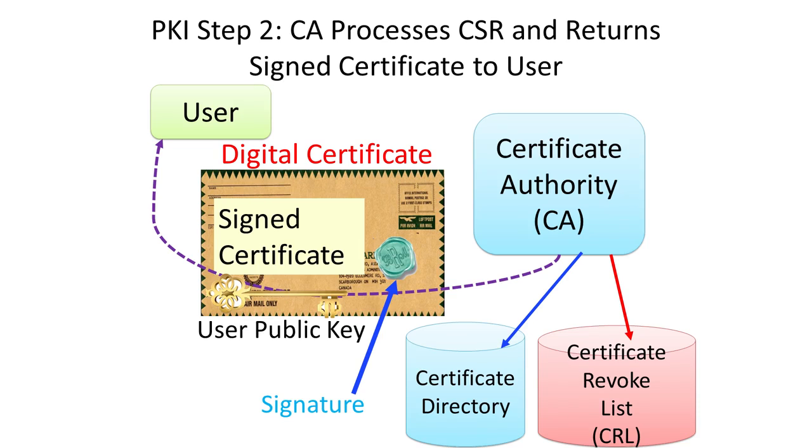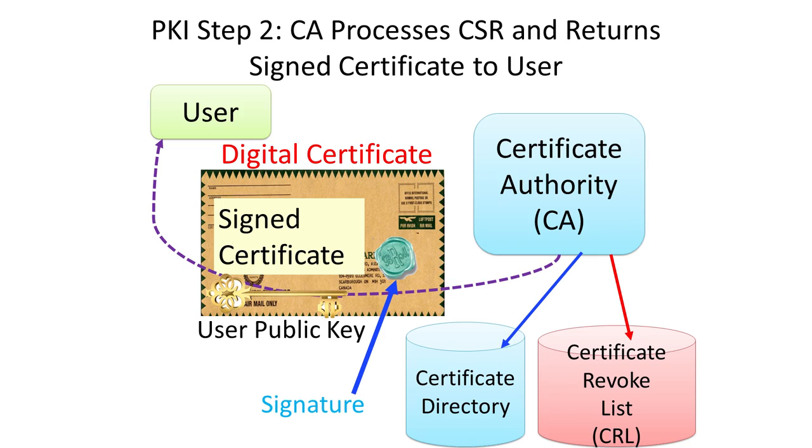Here we show step 2 of the PKI certificate request and signing process. Upon receiving the CSR, the CA verifies the identity, uses the user's proposed algorithms, or adjusts to its own choice of hashing and asymmetric algorithm to sign the certificate. The CA saves a copy of the signed certificate in a certain directory for public retrieval and returns a copy back to the user.